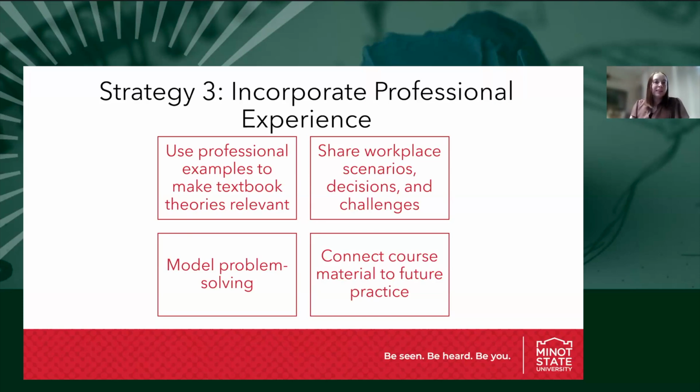So one example that I give is in practice, I audited a pharmaceutical company, and the high end pharmaceuticals were locked in like an actual cage. So relating those real world experiences to a topic that might sound a little bit dry really helps engage the students. Model problem solving. This also goes with case studies, actually looking at situations and how you should proceed. Connect course material to future practice.